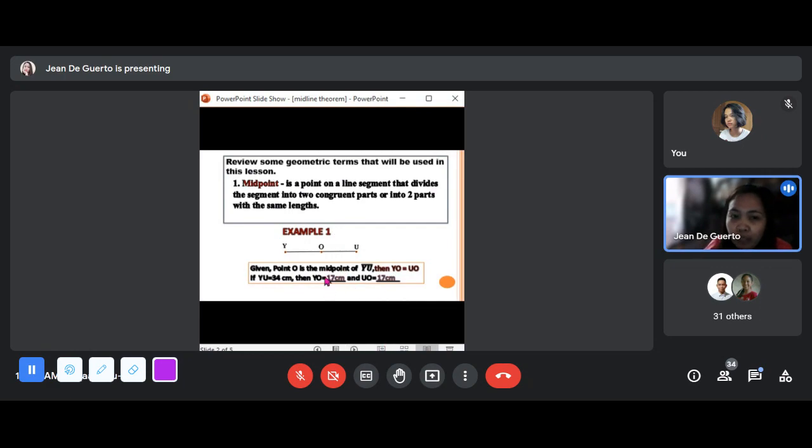What if the given measure for segment YO is, let us say, 10 centimeters? What will be the measure of segment YU? Yes, Raymark, again? We have 20 po, ma'am. Yes, very good, 20. So if YO is 10 centimeters or 10 units, then segment YU will have a measure of 20. Simply multiply YO by 2. Kasi kung yung YO is 10, that means your UO is also 10. So 10 plus 10, you have 20.